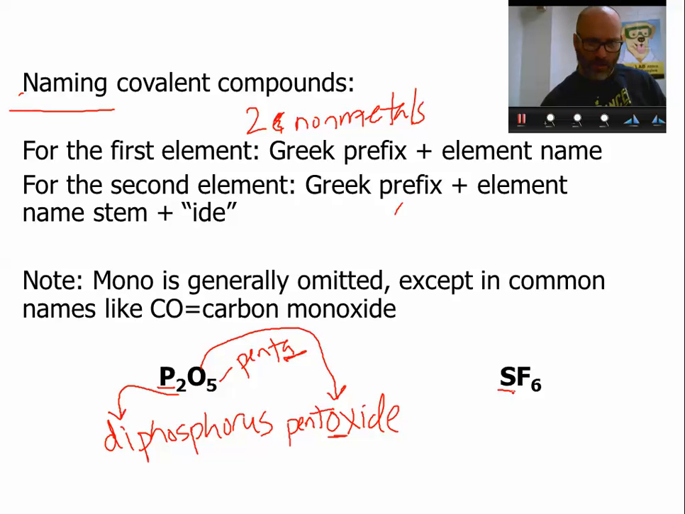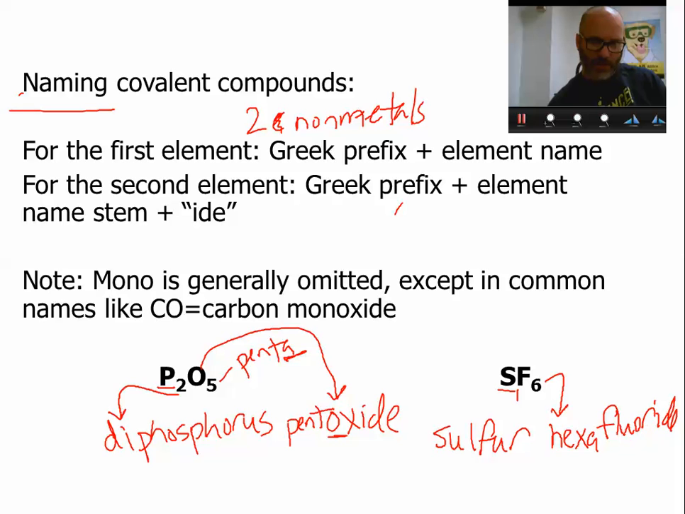Let's look at this example. Here we have sulfur. It's understood it's got a subscript of 1, so we don't say monosulfur, we just go with sulfur. We have a 6, which is hexa, and F is fluorine, which becomes fluoride.